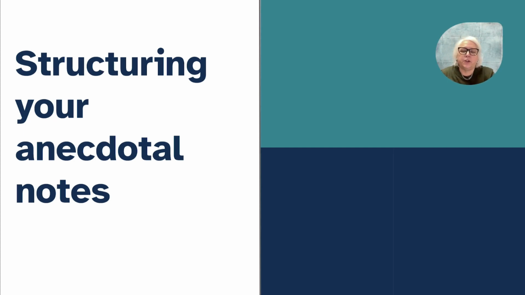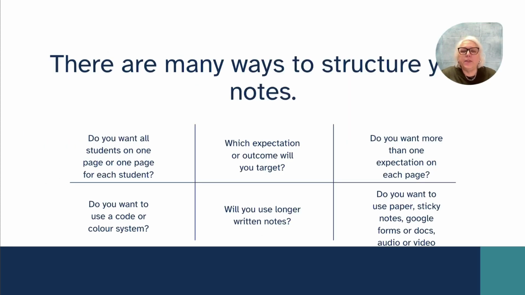So, how do you structure your anecdotal notes? Well, there are some questions you should ask yourself, and then there are some examples that follow that might help give you some suggestions. So, for your own ease, do you want all students on one page? Or do you want one page for each student? Do you want to use coding or a color system to help make it easier for you? Which expectation or outcome will you be targeting, and how will you record that?